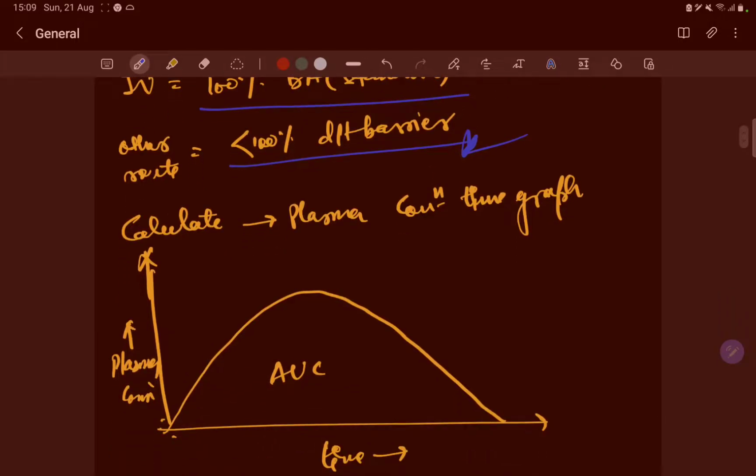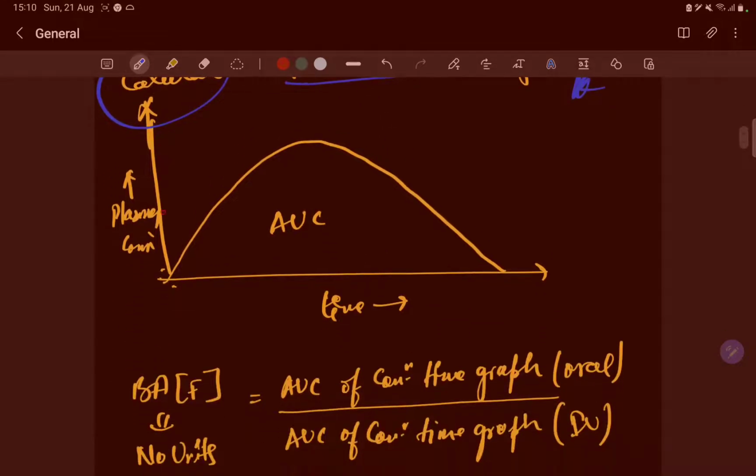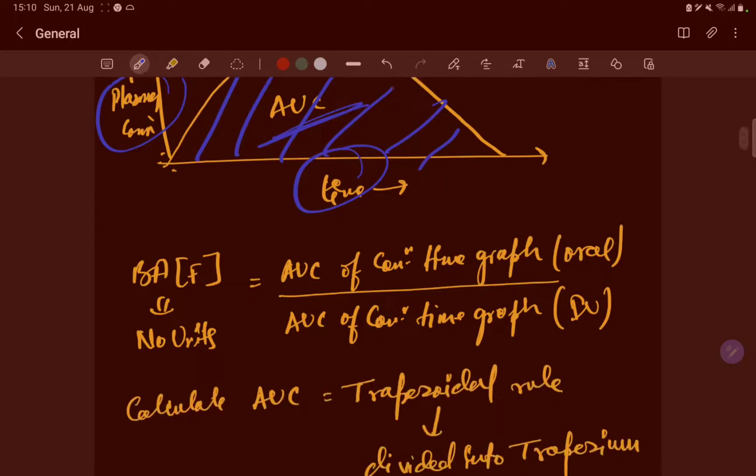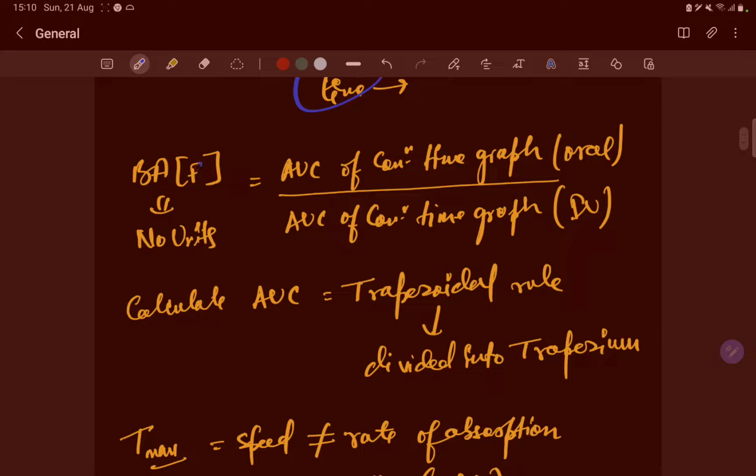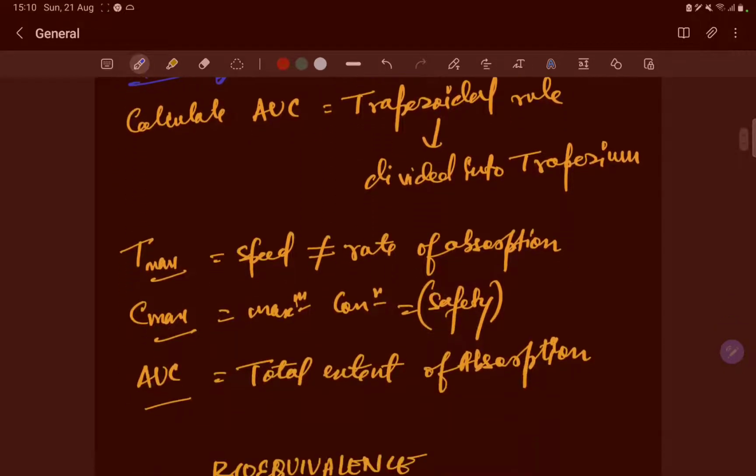Okay, so why this? We calculate the plasma concentration time graph. So plasma concentration and time graph, this is the area under the curve, and this is the bioavailability. The bioavailability is being given by the symbol F. Okay, it has no units because it is area under the curve of concentration time graph of oral divided by that of IV, which is considered as 100%. That is the bioavailability. ठीक है.